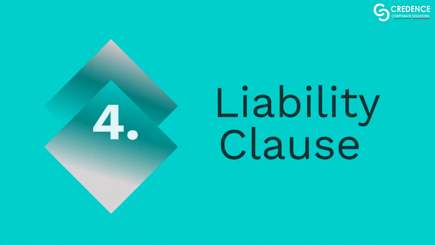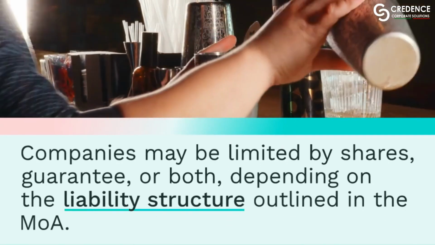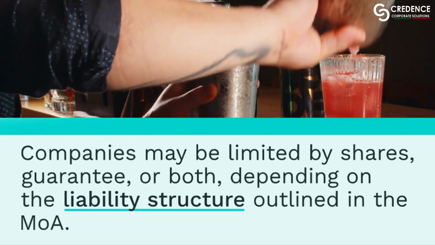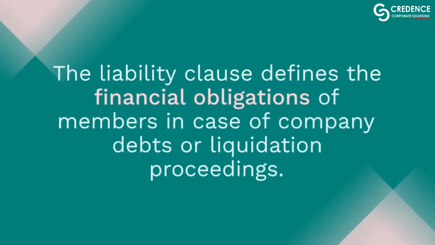4. Liability clause. Specifies the extent of liability of the company's members, shareholders. Companies may be limited by shares, guarantee, or both, depending on the liability structure outlined in the MOA. The liability clause defines the financial obligations of members in case of company debts or liquidation proceedings.